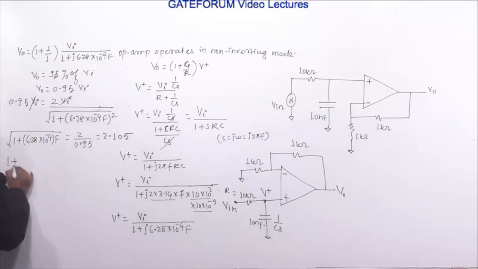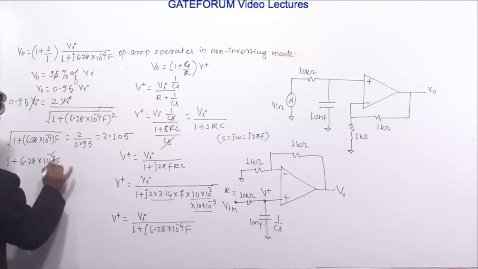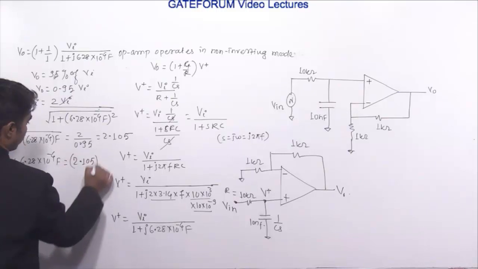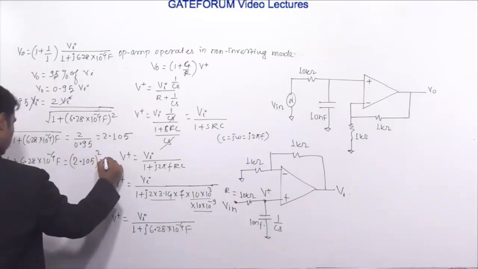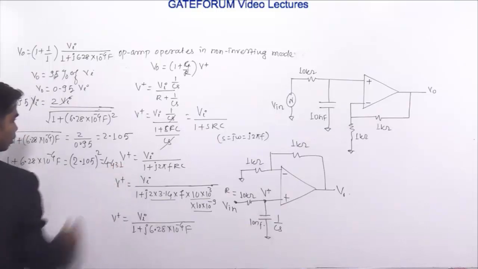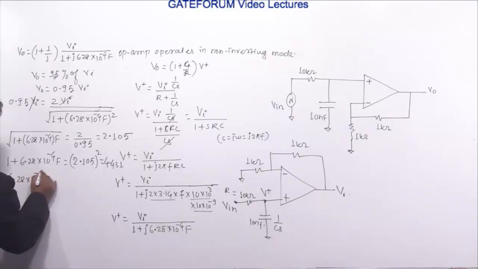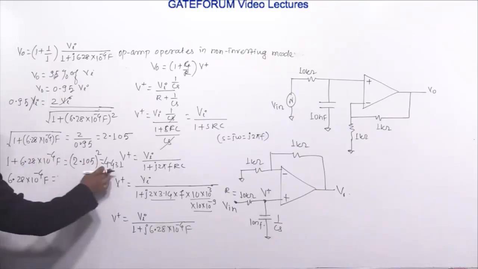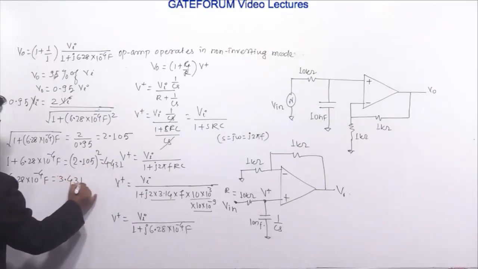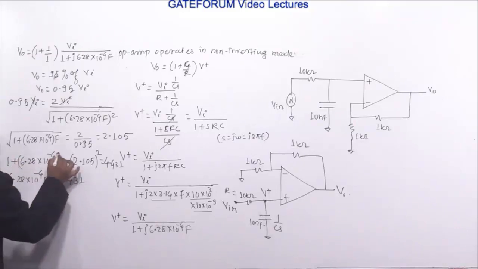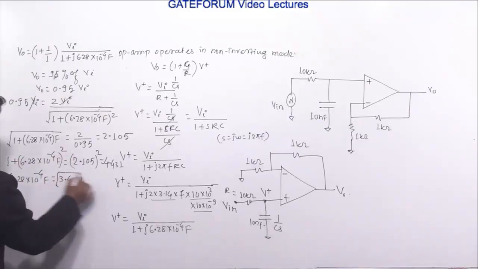2.105. Now this 1 plus 6.28 into 10 raised to power minus 4 f equals 2.105 square. That is, it will be 4.431. So 6.28 into 10 raised to power minus 4 f will be this. We'll subtract this one from this. It will be 3.431. Now we have to take its square, now it will be its root.